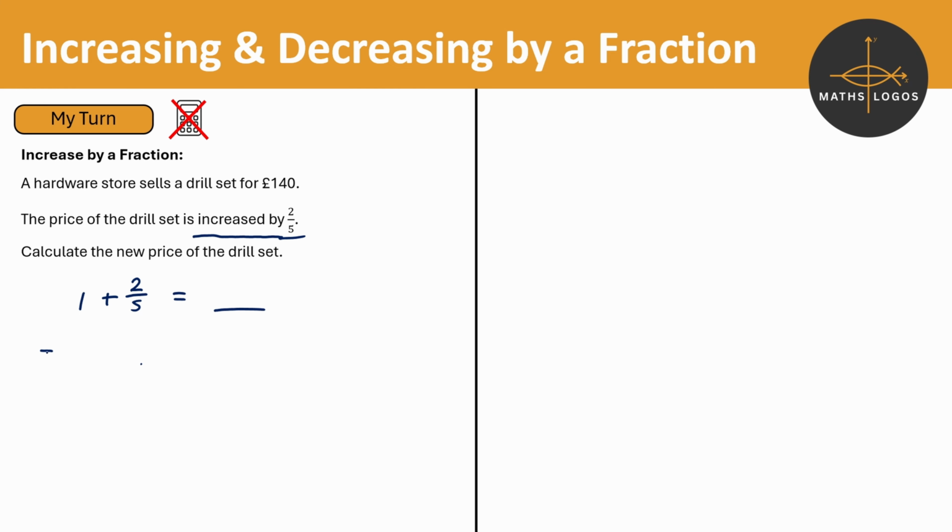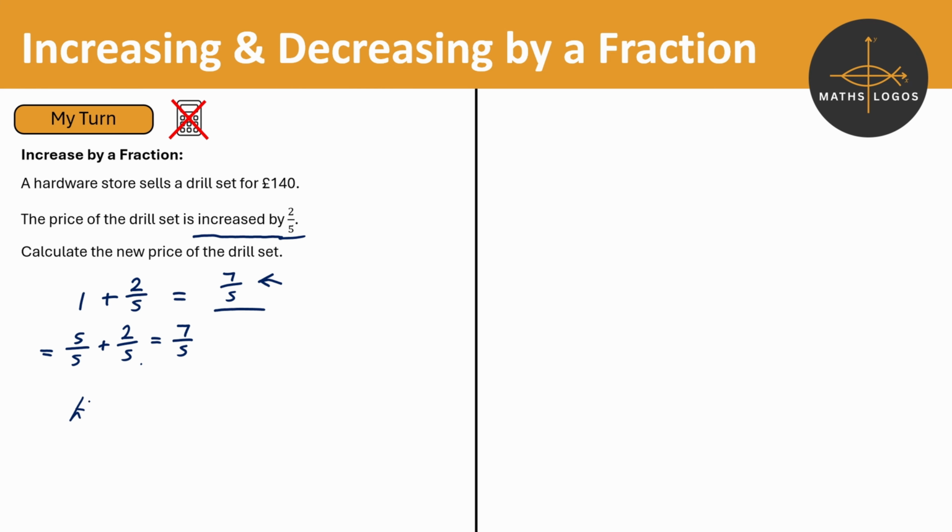Well, 1 is equal to 5/5 as an equivalent fraction. The reason I've turned it into 5/5 is so that I can add my 2/5 together with it. So 5/5 and 2/5 is 7/5. So we can come back up here and remember we said originally the drill set was represented by 1 or 100%. And then we added on 2/5 of the price, we're left with 7/5. What this means is the new drill set price is 7/5 of the original. And this fraction allows me to multiply straight to my answer.